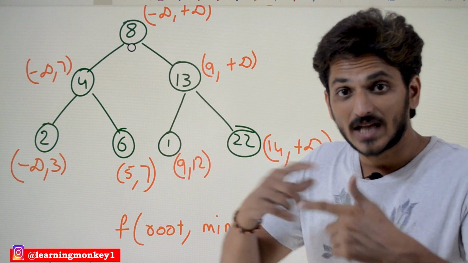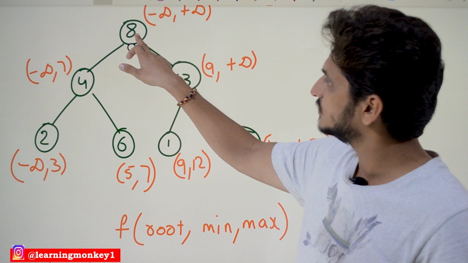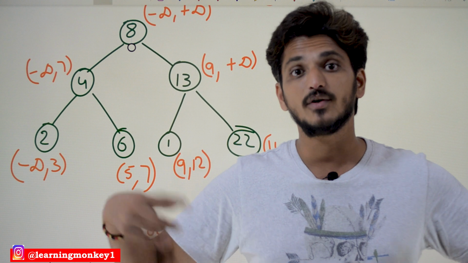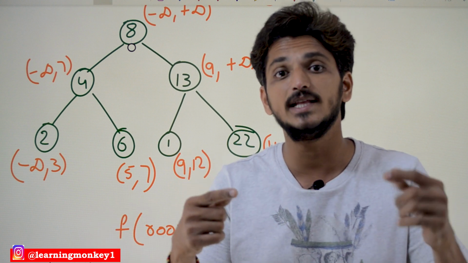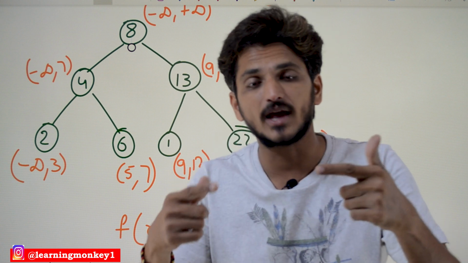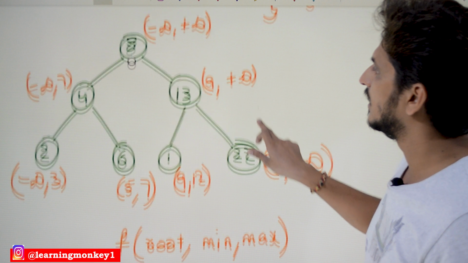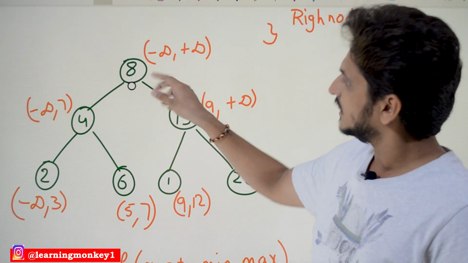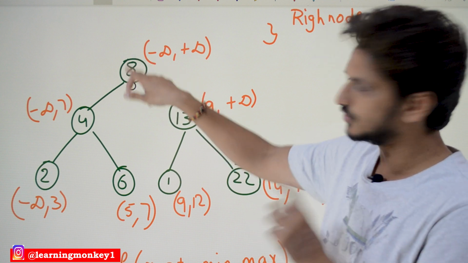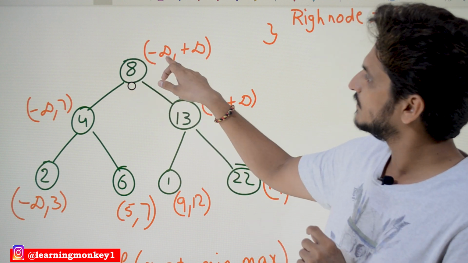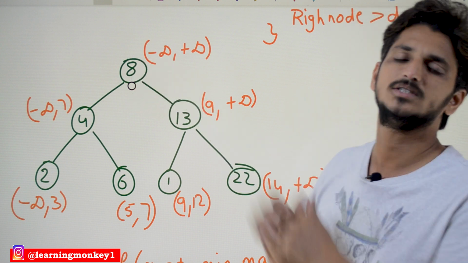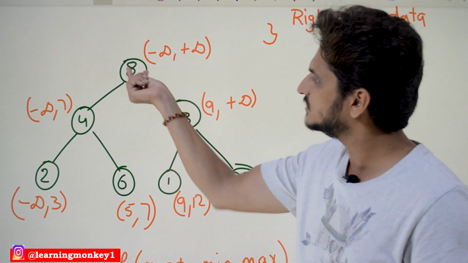See, each time when you call the function, this function is going to call the left side and right side node. Whenever you call the function, you keep on maintaining the minimum element and maximum element. How do you keep track of that? Understand the logic. See, 8. What it means, whenever the function calls this first node, the root node, what is the minimum element that can be present in this node? Minus infinity to plus infinity. Any number you can have in this node.